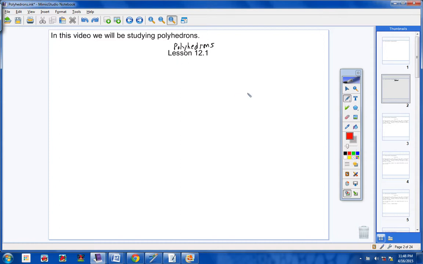And always include today's date, guys. That way your notes are organized. You can always look back and see certain things on different dates, okay?